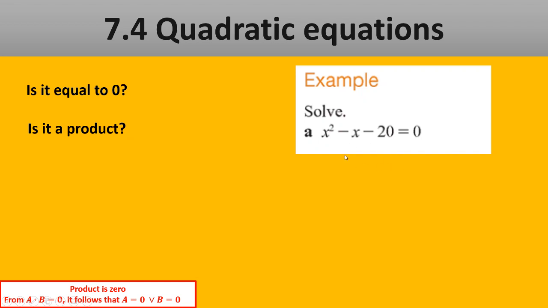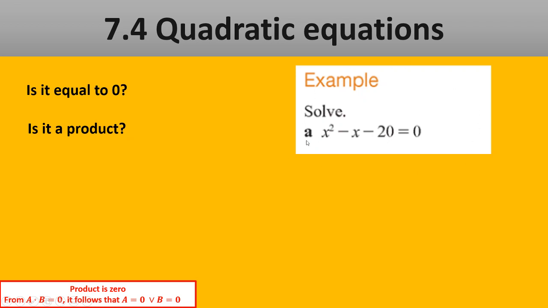We can try this by trial and error, but it can take a long time, certainly when these equations are going to be a bit more elaborate, instead of those with only x squared minus x minus 20.